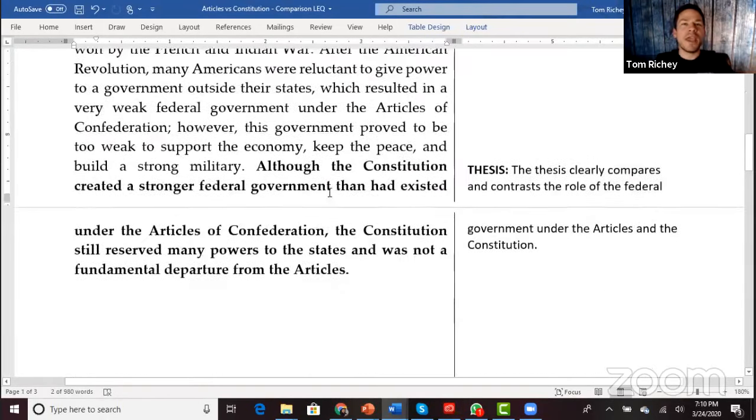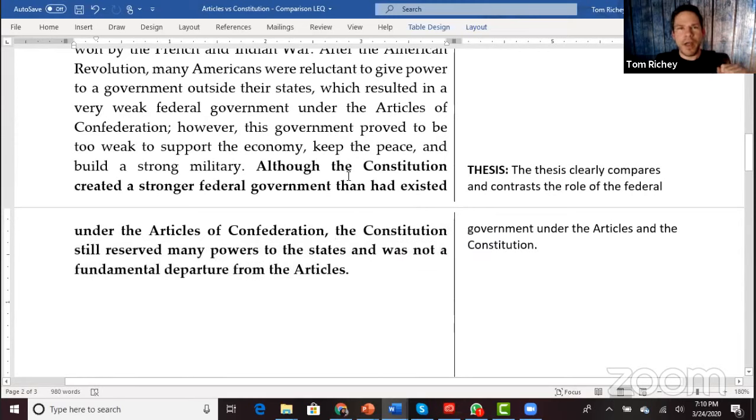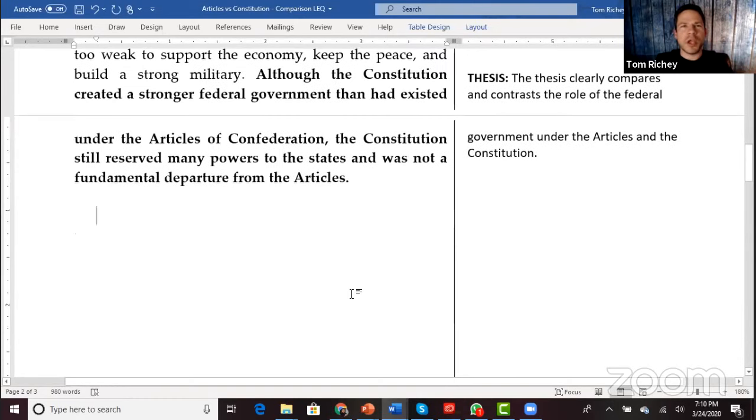You see here that although the Constitution created a stronger central government than existed under the Articles of Confederation, this is what I would do for a paragraph. This is my first body paragraph, and then I would make this another body paragraph. On an LEQ, it could be 2 or 3 body paragraphs, but our first body paragraph is going to focus on this. Now I'm just going to go ahead and write this thing.